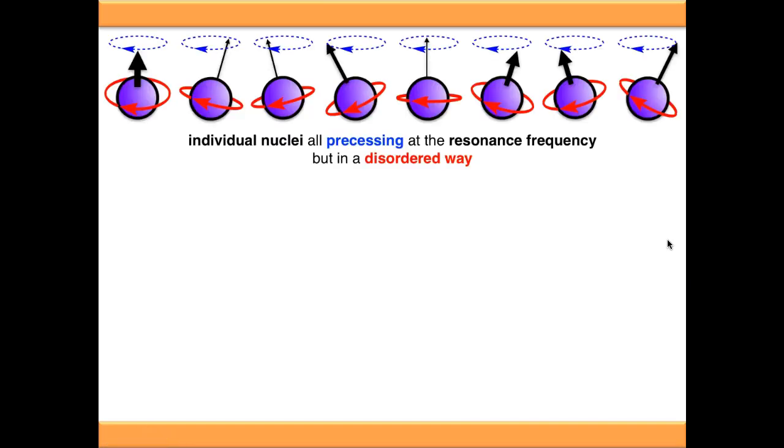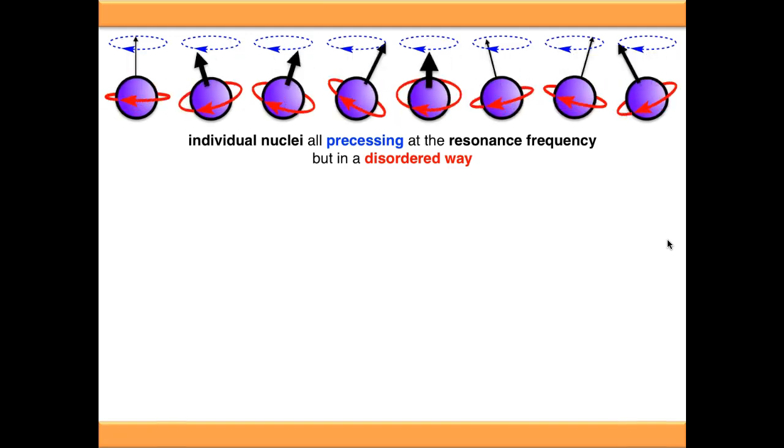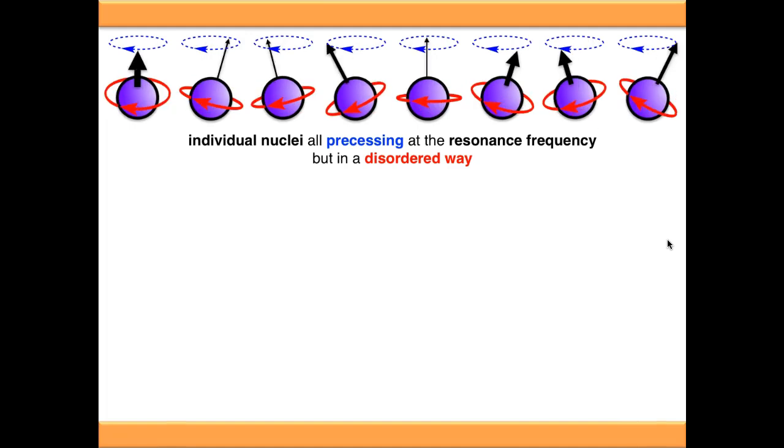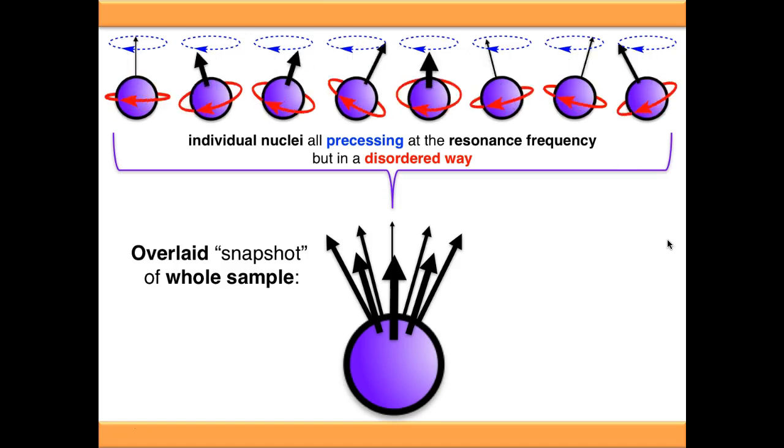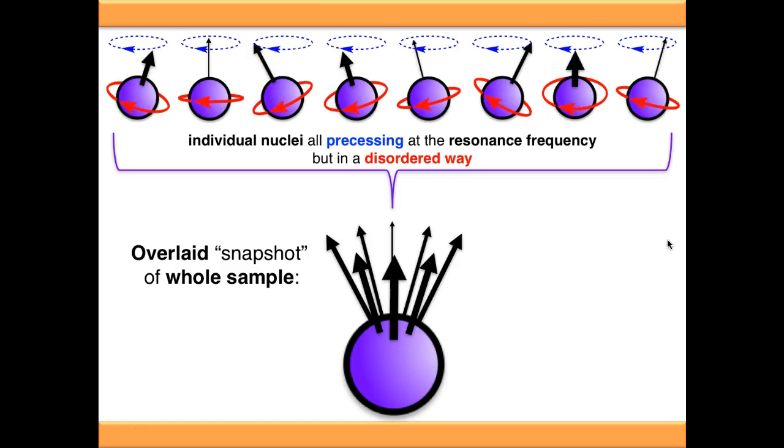Our individual nuclei are all precessing at the resonance frequency. They are all precessing the same number of times per second, but our entire sample, we're considering 8 atoms here, they're doing so in a disordered way. So as they precess, you can see that they're all at different stages of the orbit. And if we overlay a snapshot of the entire sample and continue to precess, you'll notice that the average never changes. There's always one arrow at each particular location.